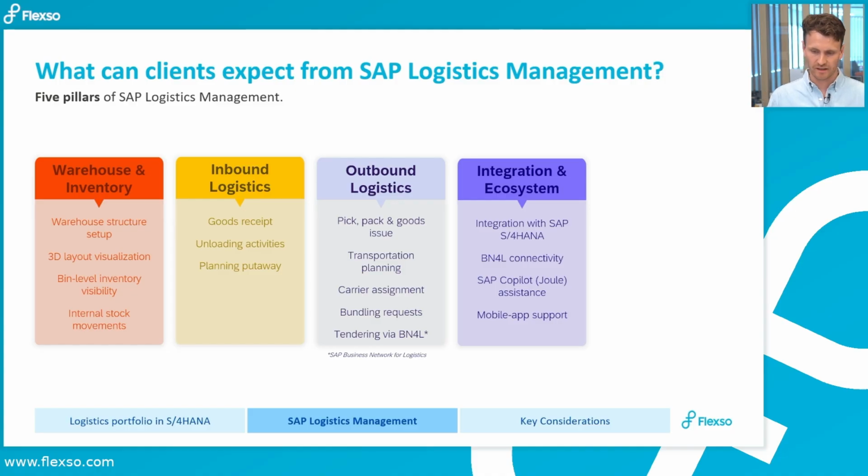At the very end, the 4th pillar is the integration ecosystem. It integrates natively with any SAP S/4 solution, so for now only with private cloud, in the future also with public cloud. It connects natively with BN4L. Natively means that you don't need weeks to set it up. There are AI capabilities embedded, and you have that mobile app support, which we will demonstrate as well.